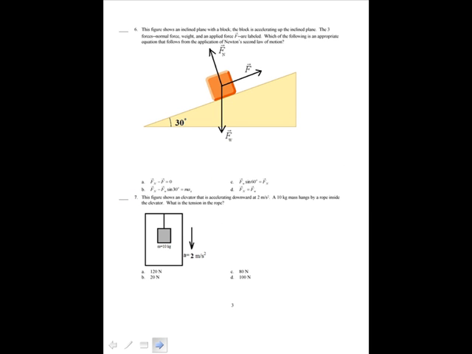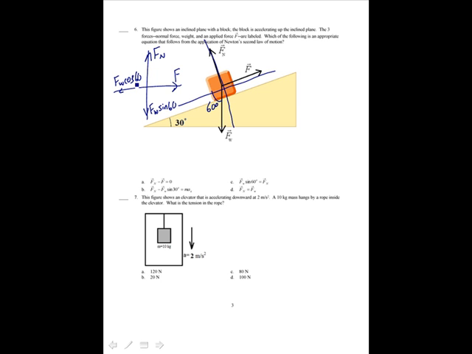The block is accelerating up the inclined plane. There are 3 forces labeled. Which of the following is an appropriate equation that follows? So I'm going to draw my axes. There's my y, there's my x. This angle then is 60 degrees. If I draw these again, there's my fn, there's my f. I'm going to write my x and y components of fw. This is fw sine of 60, and then this is fw cosine of 60.